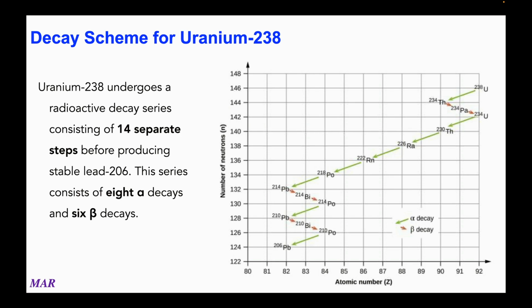And the green arrows are basically having an alpha particle emitted, because you can see in the top there that uranium-238 is going to thorium-234. That means it's emitting an alpha particle. On the other hand, all of those red arrows, those are beta decay.